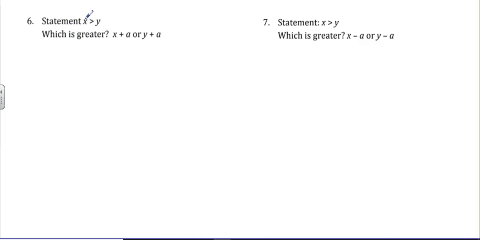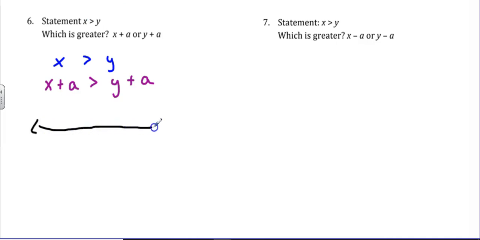For number 6, which is greater? My statement is x is greater than y. Which is greater, x plus a or y plus a? If x is greater than y, and I add a to both sides of my inequality, then x plus a has to be greater because x started off as being greater.